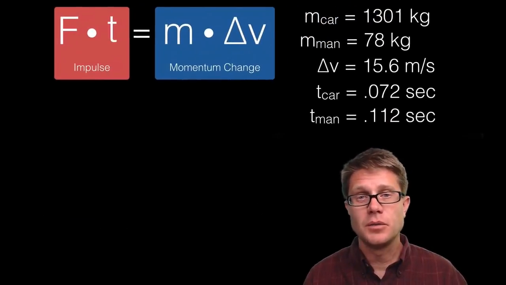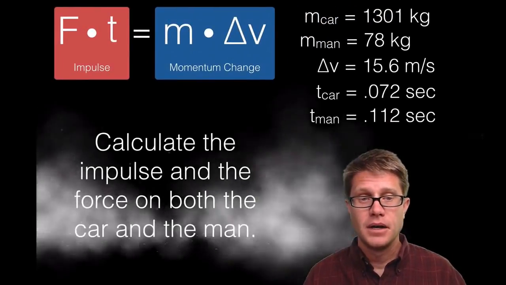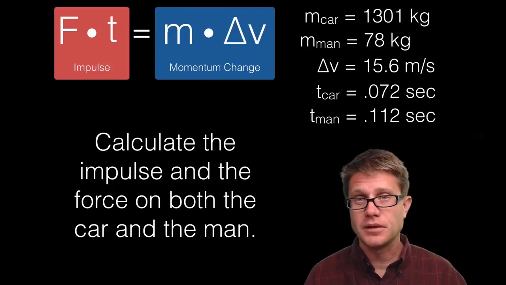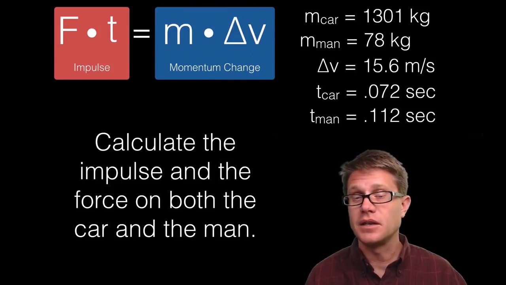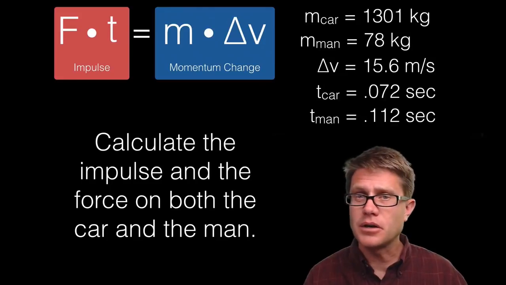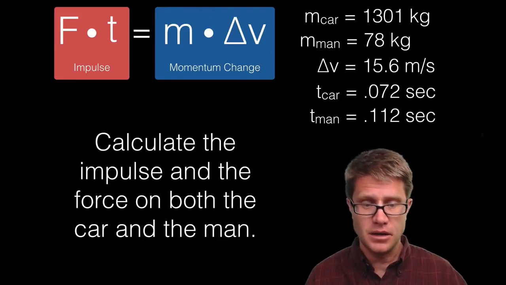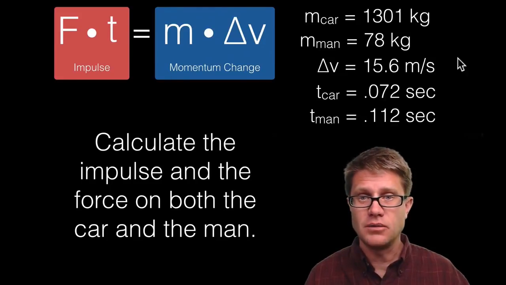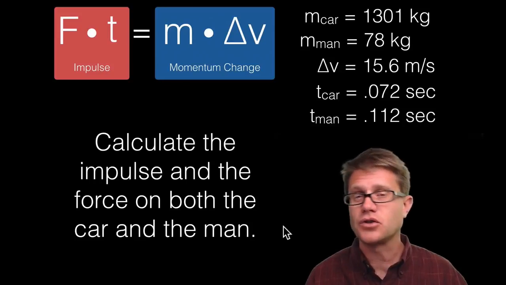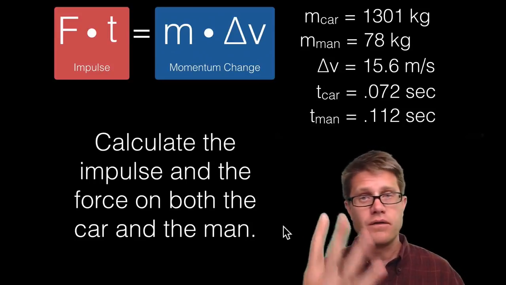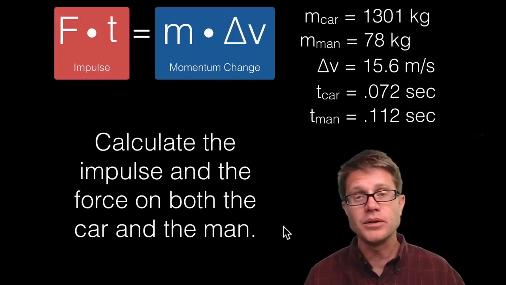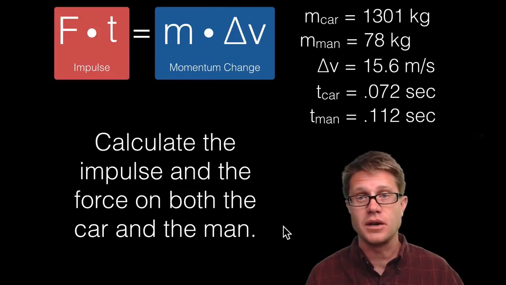And so let me give you a simple problem. What I want you to figure out is calculate the impulse and the force being applied to both the car and the man sitting within the car. And what I would encourage you to do is pause the video right here. You have everything you need right up here. I would grab a piece of paper and try to work this out. Again, you're going to have 4 values when you're done. Impulse of the car, force on the car, impulse on the man, force on the man.